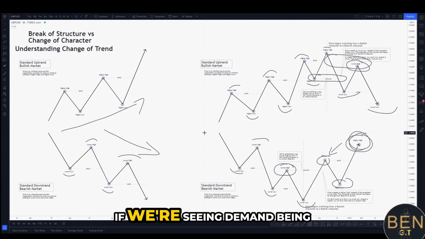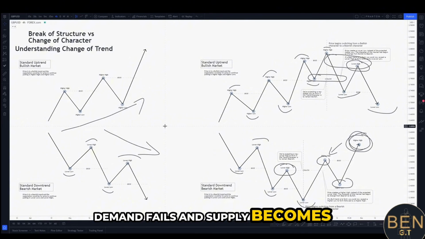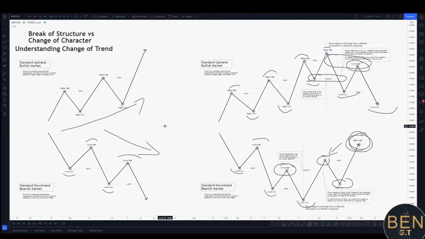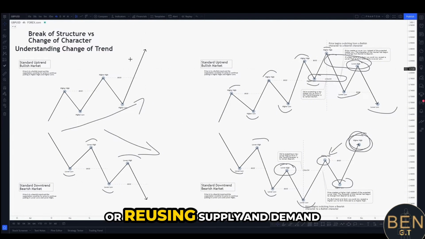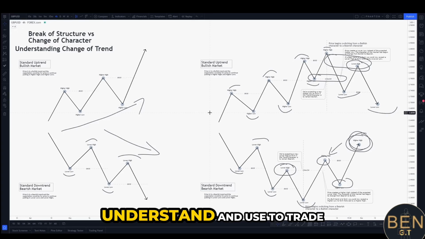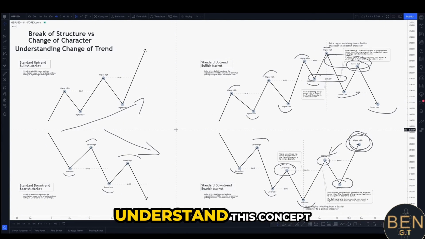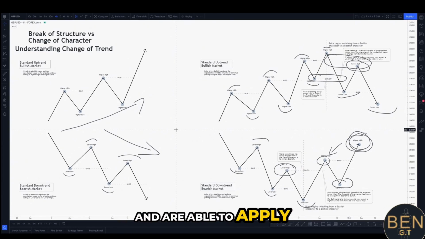Now on the flip side, if we're seeing demand being respected and supply failing, and then all of a sudden demand fails and supply becomes respected, we've seen a change of character. And we can apply that whether we're using market structure or supply and demand, because at the end of the day, we can derive market structure from supply and demand because they are one and the same. Market structure just gives us a slightly different lens or framework that we can understand and use to trade. But it's as simple as that in terms of changes of character and how they apply to the overall market. So definitely make sure that you understand this concept and are able to apply it on the charts.